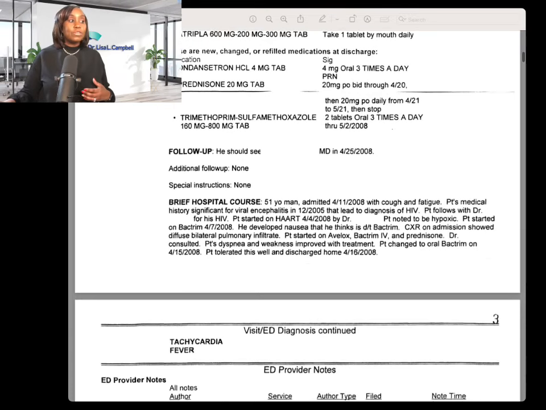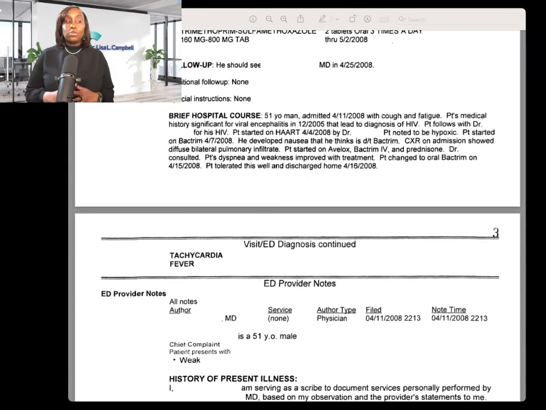All right, so after that, the record goes into a brief, and remember I mentioned every discharge summary is different. Some are short, some are long. It depends on the provider, okay? So from there, you see the brief hospital course. The patient is admitted with the cough and the fever. The patient's history is significant for viral encephalitis.